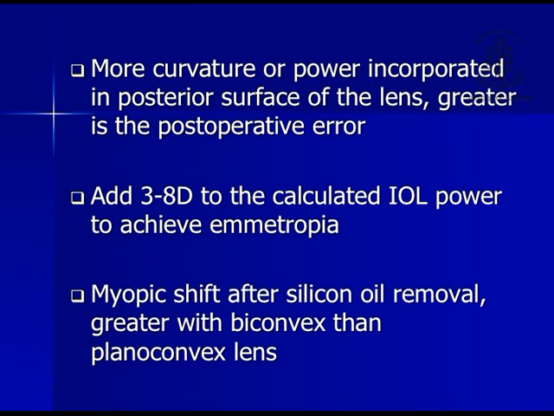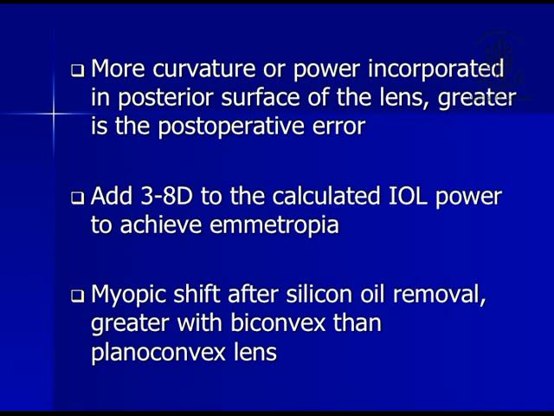So, if you want to achieve emmetropia when you are planning for, say, cataract extraction along with oil removal, whatever IOL power you are calculating, you should add 3 to 8 diopters. Like if you are injecting in silicone oil, because silicone oil is going to produce a hyperopic shift. So if you want to achieve emmetropia, if it is a biconvex lens which you are using, you need to add 8 diopter. And if you are using a plano-convex lens, you need to add 3 diopter.